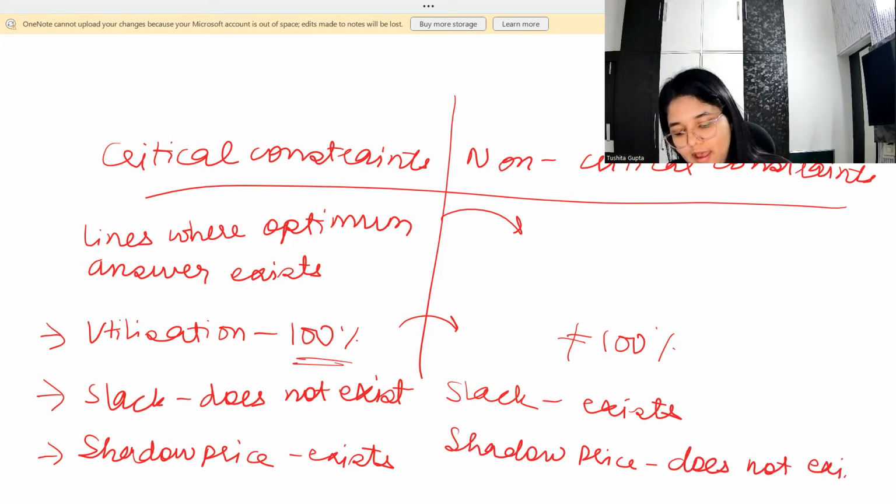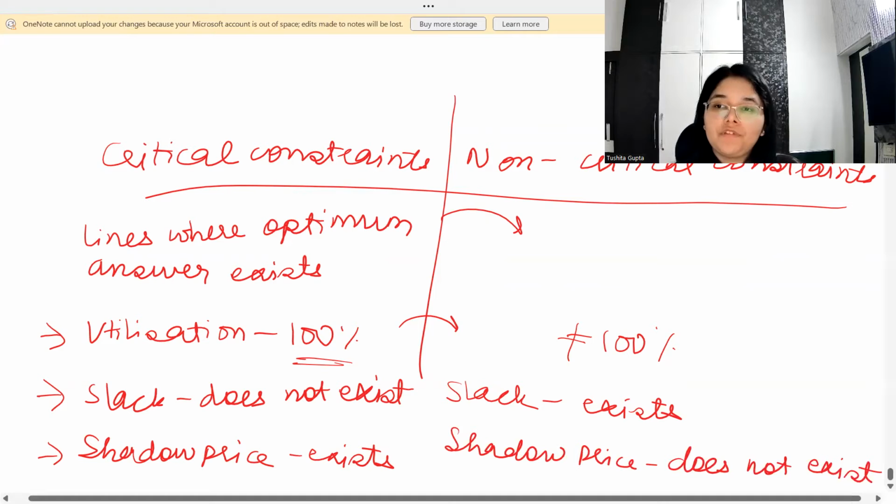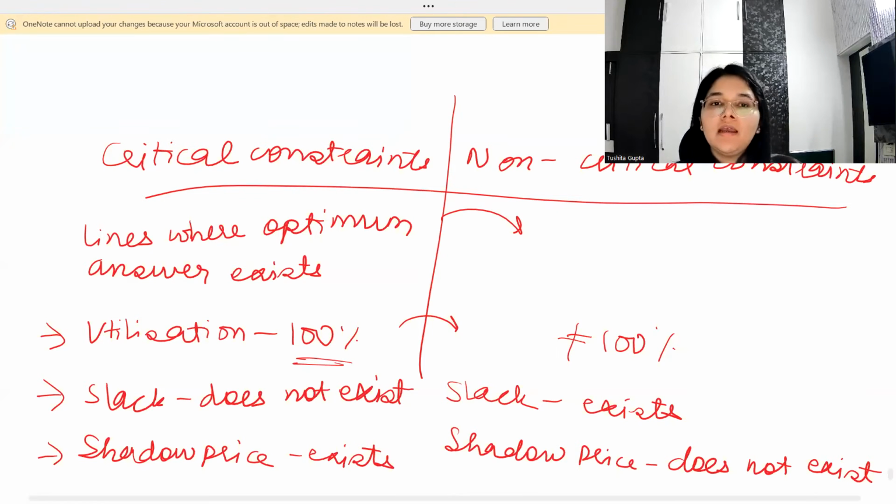So with this, we have finished the revision of this particular chapter, chapter number 6, planning with limiting factors. In the next video, we will be revising chapter number 7.